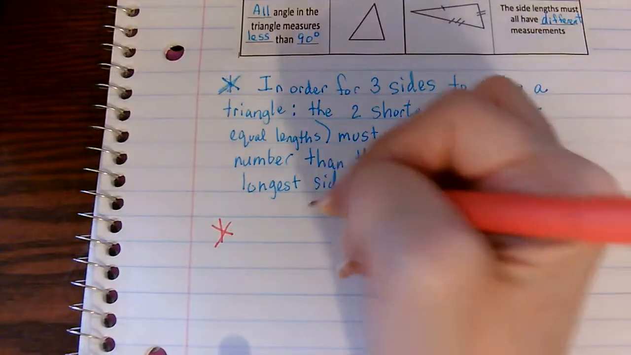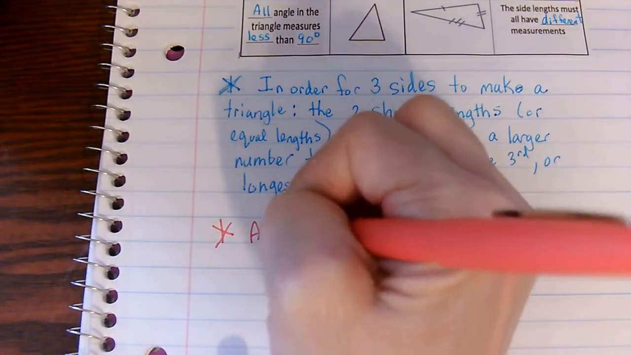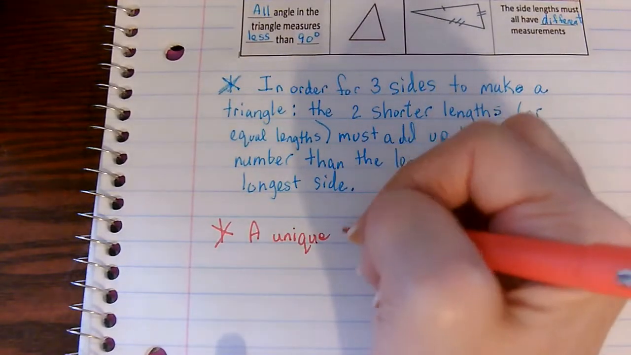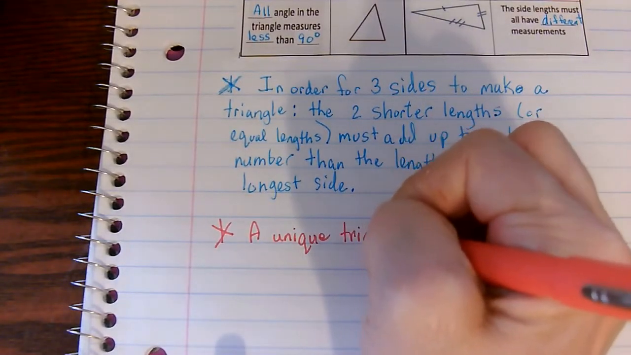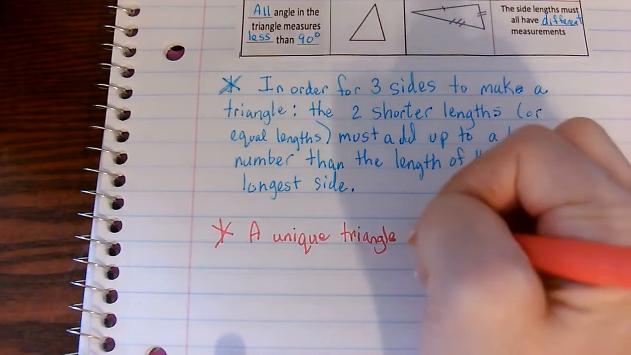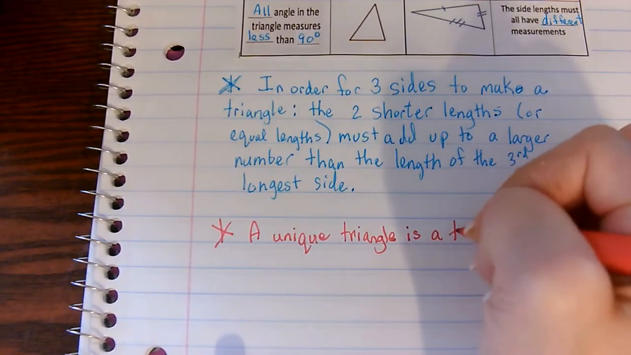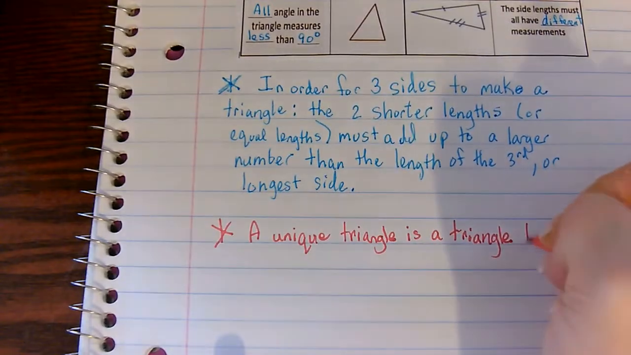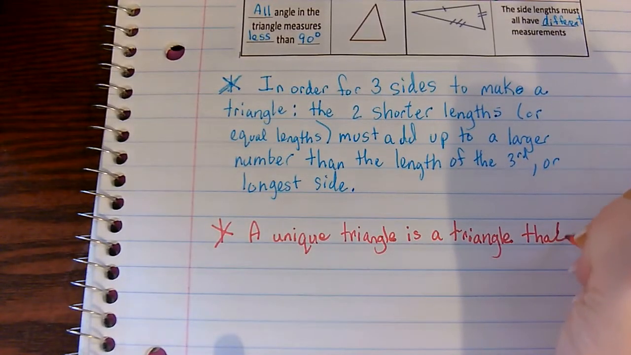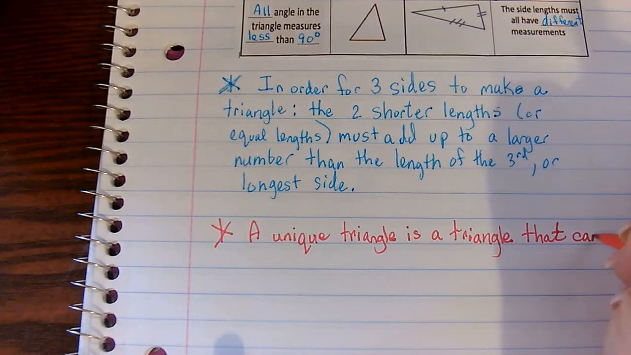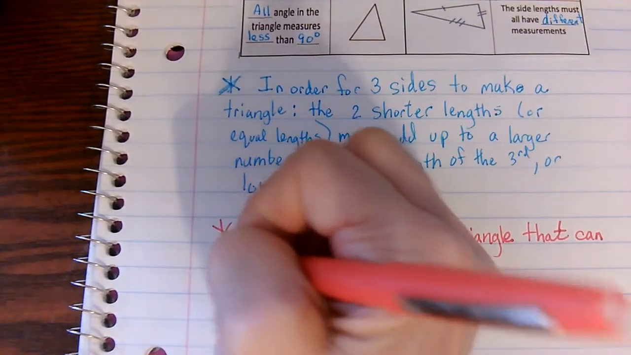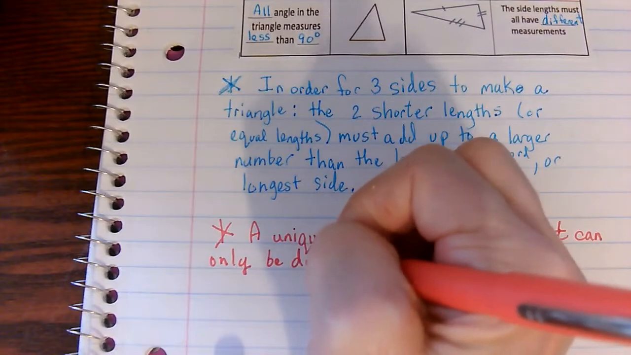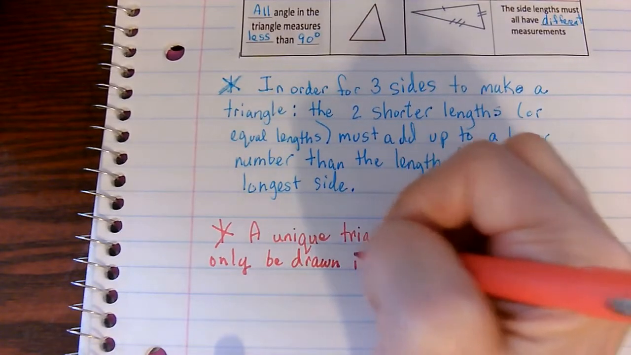Another note, a unique triangle is a triangle that can only be drawn in one way.